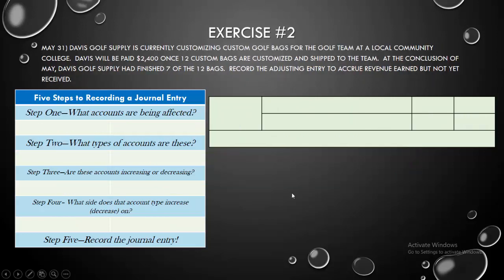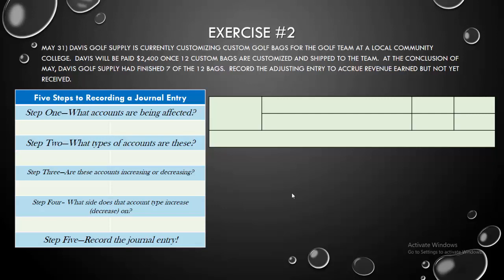In our next adjusting entry, we're going to adjust for some accrued revenues. On May 31st, Davis Golf Supply is going to have to make an adjustment for this contract that we have with a local community college. Under the terms of this contract, we are going to customize 12 custom golf bags for the college, and they're going to pay us $24,000 once they're all done and we've shipped them to the team. So we're getting paid at the conclusion of the contract. Well, when May ended, we haven't finished all 12 yet, but we finished 7. So we need to record an adjusting entry to accrue revenue.